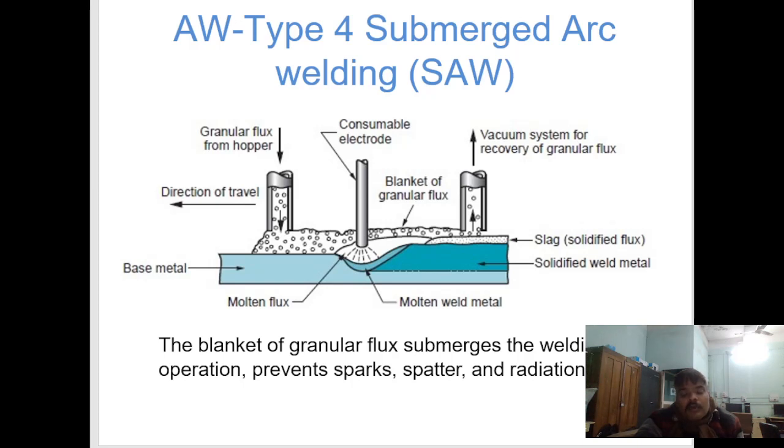The blanket of granular flux submerges the welding operation, preventing spark, spatter, and radiation. In submerged arc welding, what will happen? The arc will be submerged inside the granular flux. Flux will be supplied from the hopper. This is the vacuum system for recovery of granular flux.